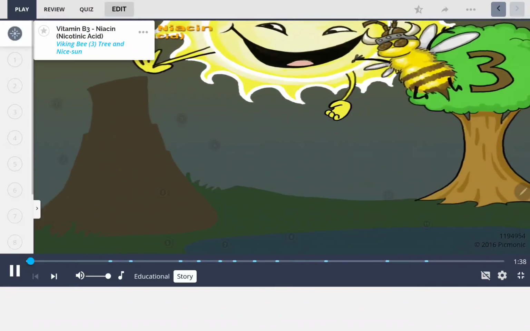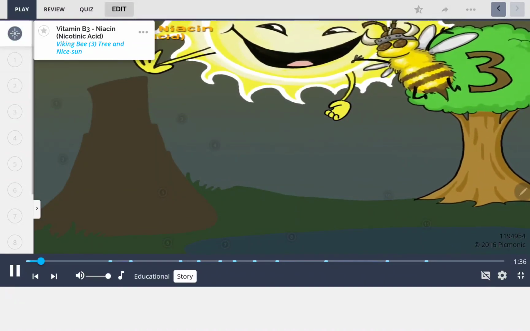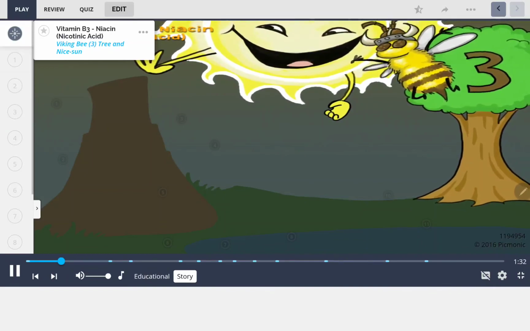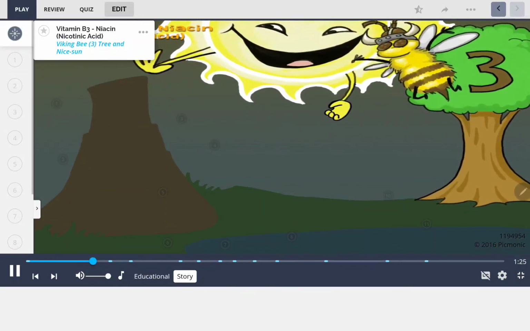The land is dry and arid, with no food or water. So the Viking bee climbs up a 3 tree to pray to the nice sun. He says, "O great sun, we are overrun by predators and pests that are killing our livestock and crops. Can you please help us?"